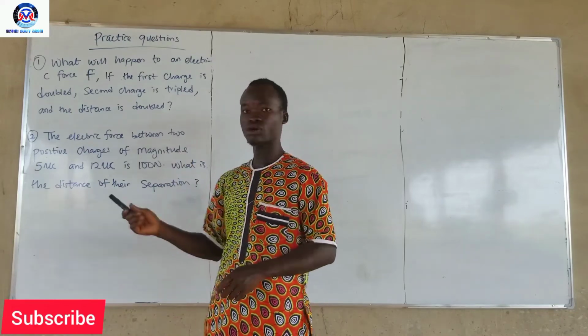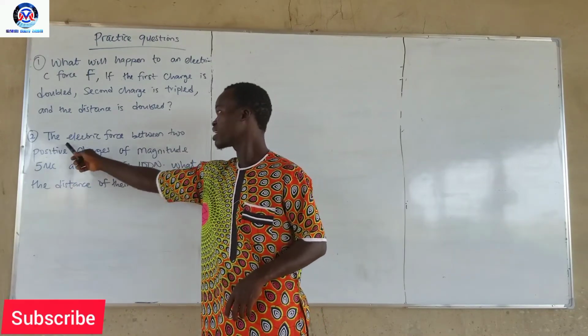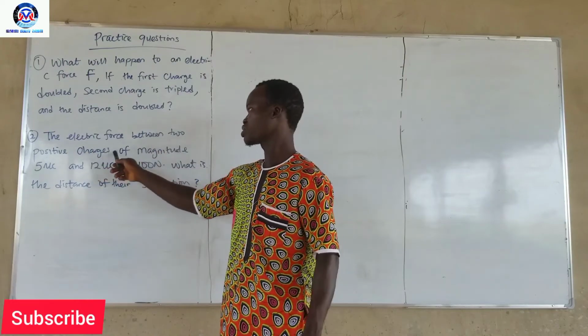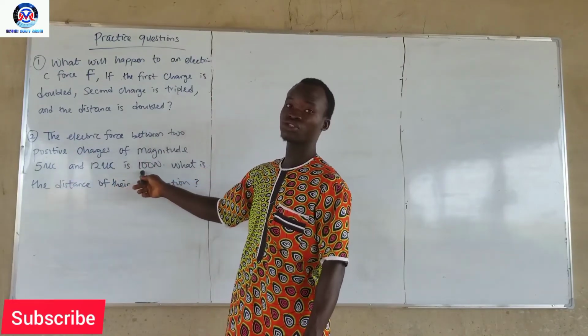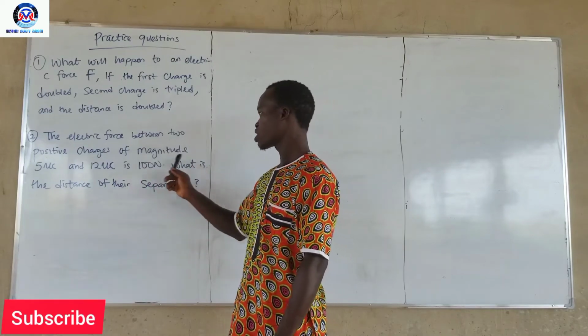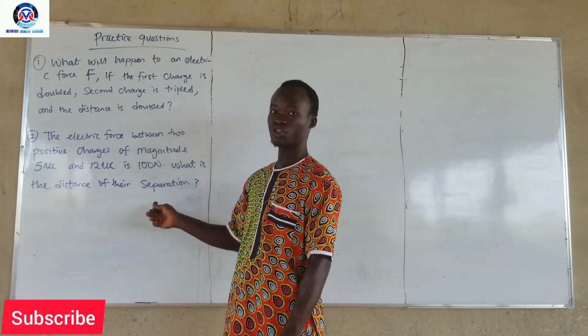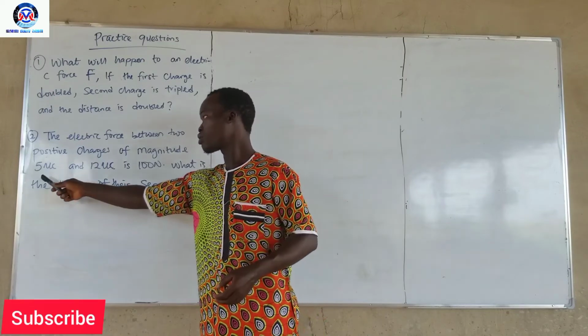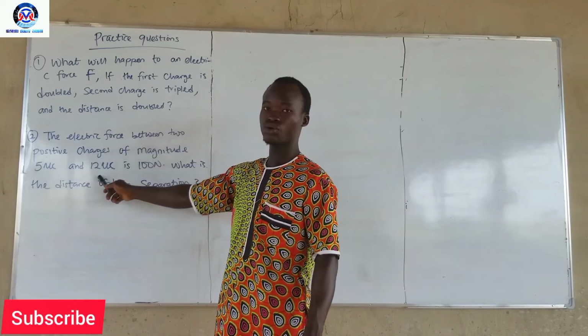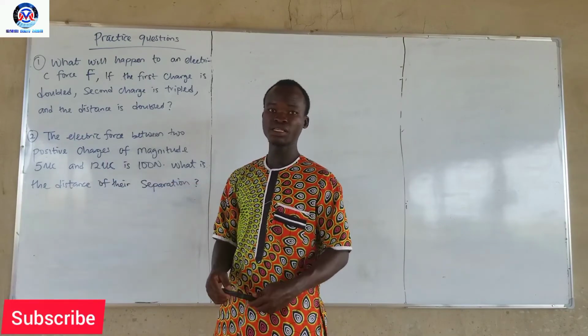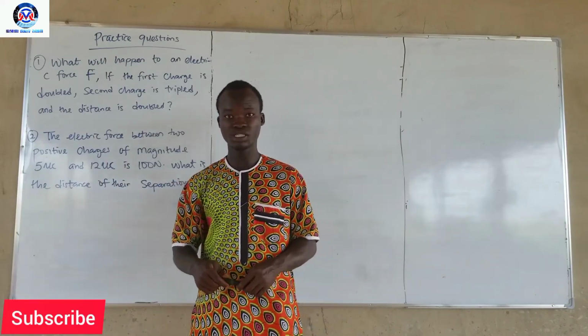So now the second question goes thus: the electric force between 2 positive charges of magnitude 5 microcoulombs and 12 microcoulombs is 100 Newton. What is the distance of their separation? That is, what is the distance of separation between this 5 microcoulomb charge and this 12 microcoulomb charge? Please endeavor to solve these practice questions.